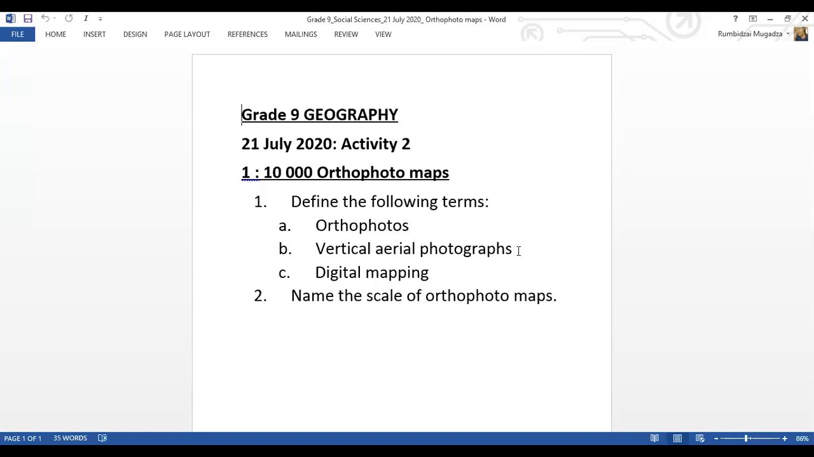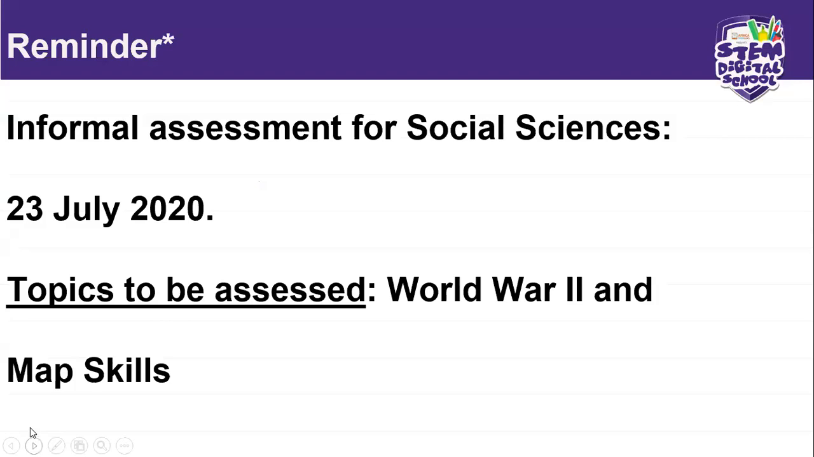And then question 2, name the scale of orthophoto maps. What is the scale of orthophoto maps? Oh, that's correct, Nosipo. Thank you for participating. 1 is to 10,000, yes. Okay. For those who did their homework, that's good. Keep it up. Okay, so that was the reminder for the assessment.